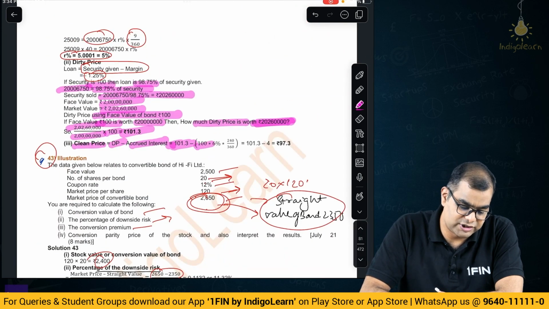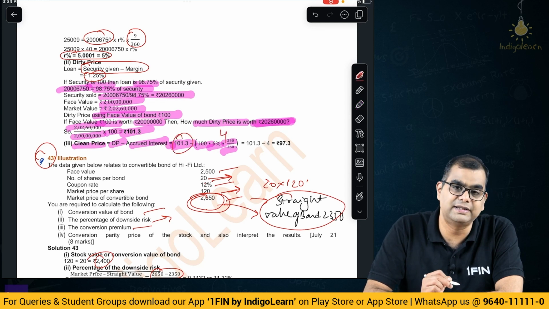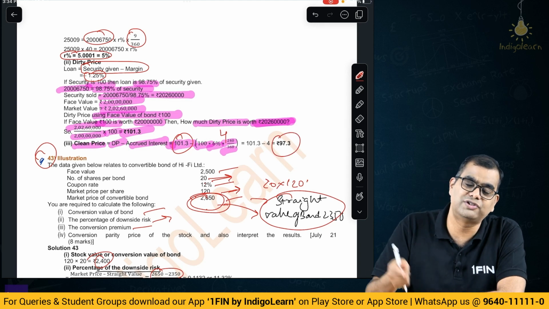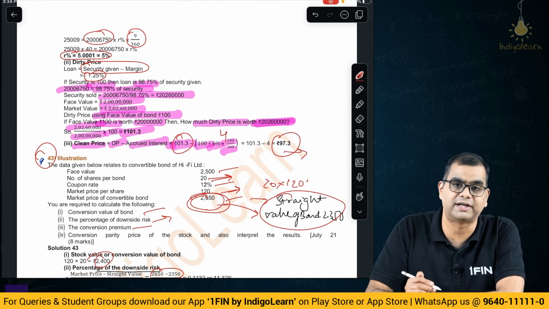So, 100 into 6% into 240 by 360, you basically get accrued interest of 4 rupees. So, 4 rupees is the accrued interest and 101.3 is basically the dirty price. So, clean price is 97.3. So, the price of the bond which is put as collateral is 97.3.